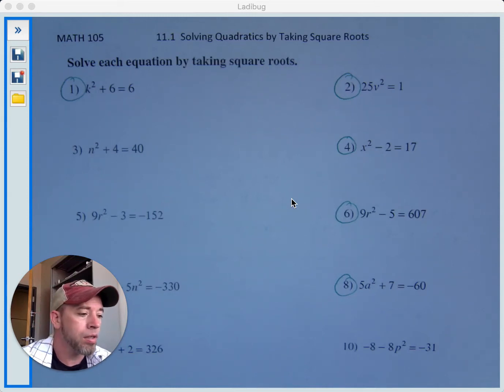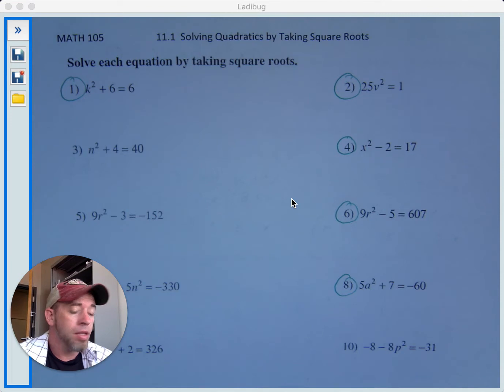Alright, so we are going to start section 11.1. In this section, we're going to revisit the topic we talked about in the intro about solving quadratic equations using the square root method. Again, you can't use this method unless there is no middle term.